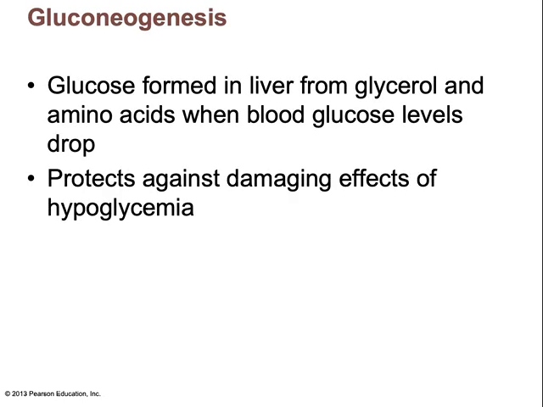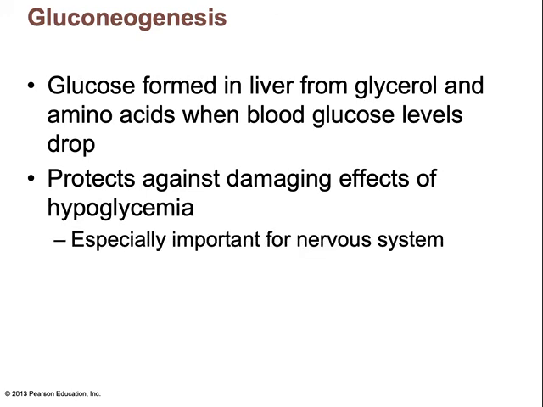Okay. Glucose formed in the liver from glycerol and amino acids when blood glucose levels drop is a process known as gluconeogenesis, and it protects against hypoglycemia, and that's critical for nervous system function, right? So in a starvation scenario, your body is going to start chewing up your protein and giving it to your central and peripheral nervous system so that you can continue to live, right? And so what you'll see there is muscle wasting.